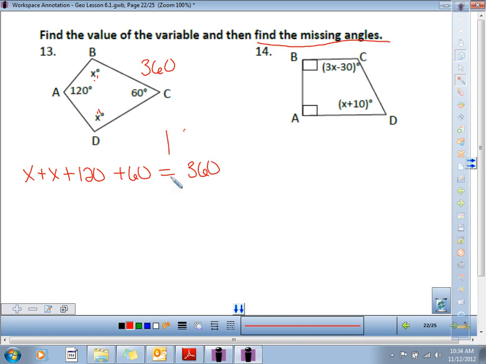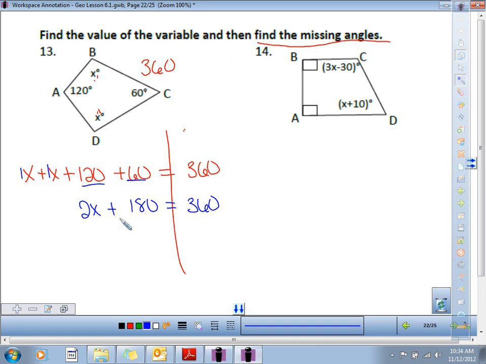Now remember, we have like terms on the left side. If you have like terms on the same side of the equal sign, do what it tells you to do. What is 1x plus 1x? That's 2x. 120 plus 60 is 180, equals 360.